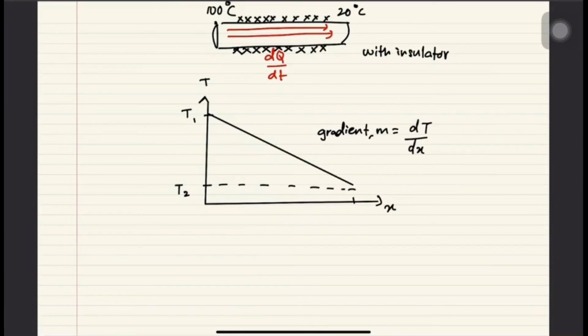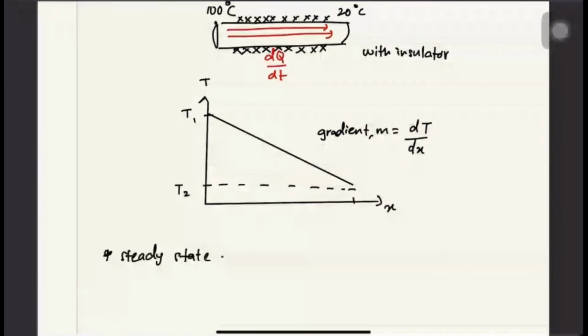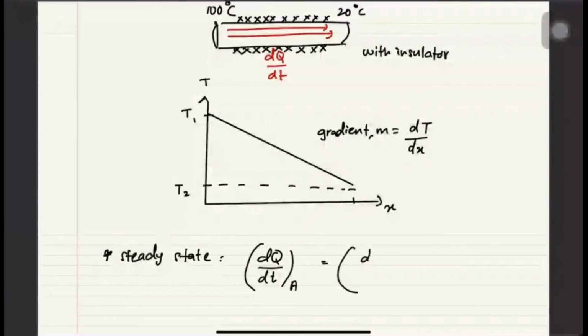So, okay, satu lagi term yang selalu dipakai adalah steady state. Okay, this is the last term. A steady state means that the dQ/dt is equal. Rate of heat flow for one object, let's say object A, is equals to rate of heat flow of the second object, which is object B.